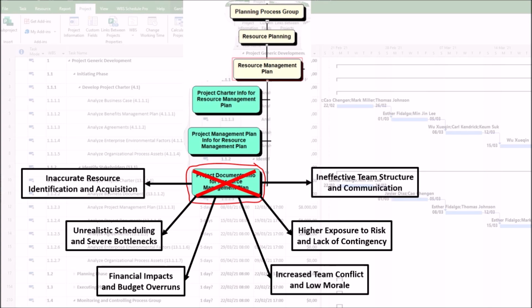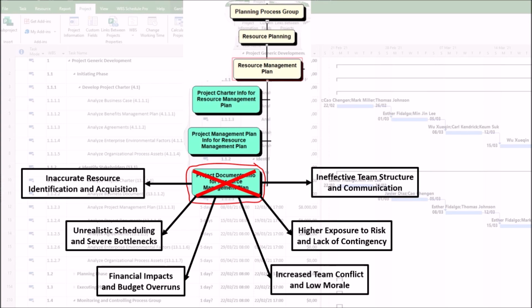6. Ineffective team structure and communication. The harm is that the team is structured in a way that hinders rather than helps progress. It happens as follows. First, poor lessons learned analysis. Repeating the same mistakes from past projects, such as creating a geographically dispersed team without a communication plan, because you failed to review what previously caused communication breakdowns.